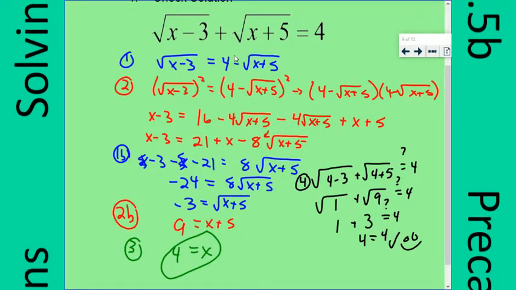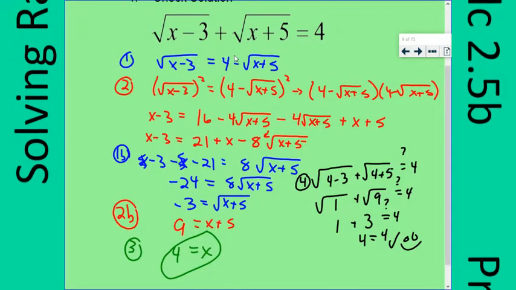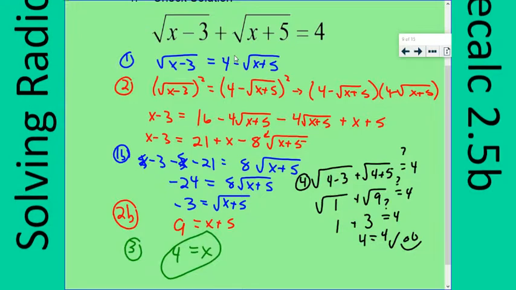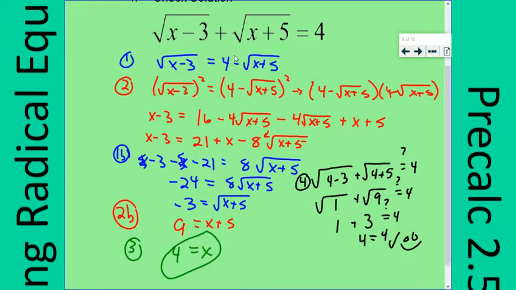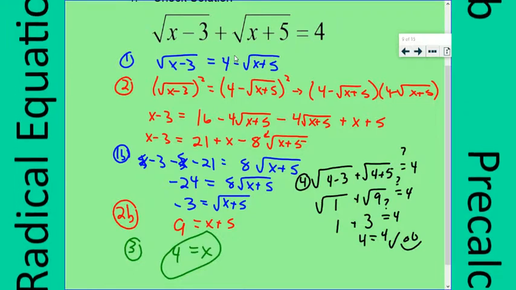Okay? So, that's the idea. If you have multiple square roots, you'll have to circle back and do those first couple steps again. But once you get rid of the square roots, it's all exactly the same.